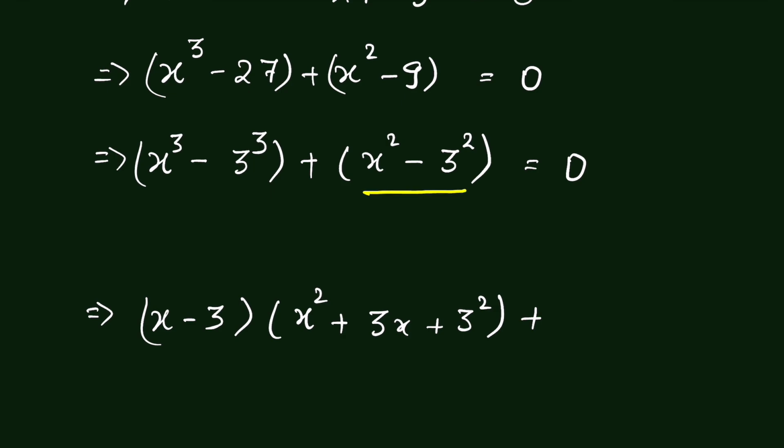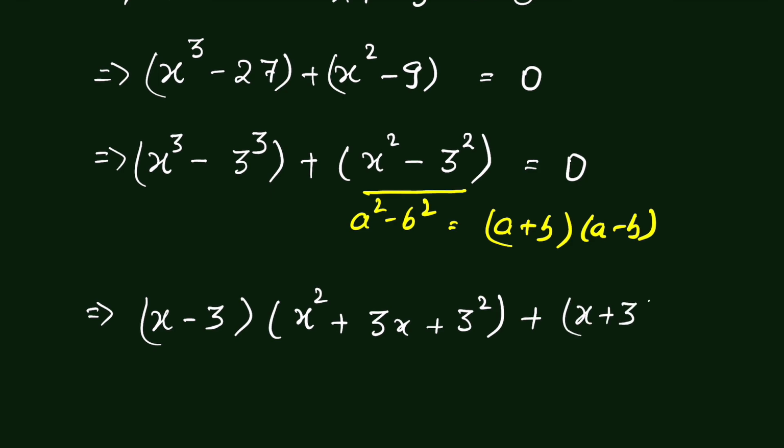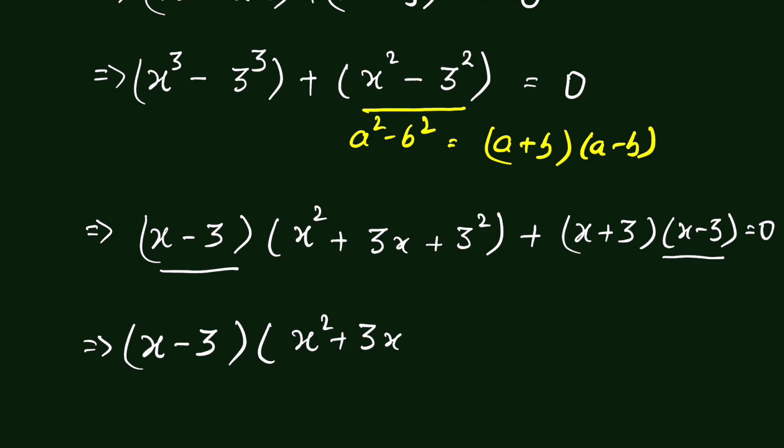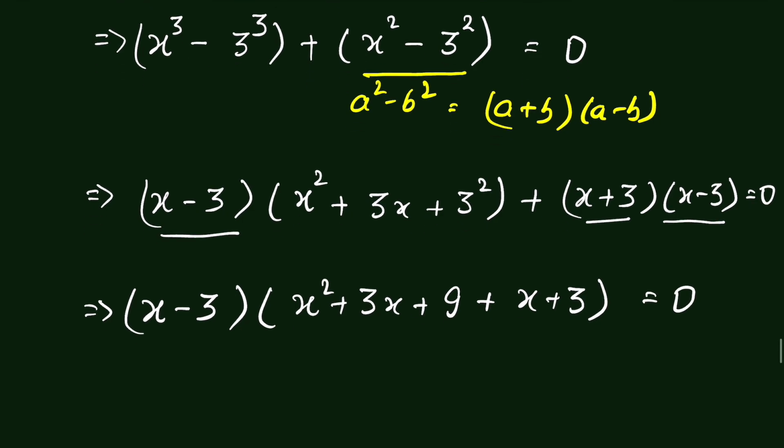this is in the form of difference of squares, a square minus b square. So we can write it as a plus b times a minus b. So this we can write x plus 3 times x minus 3 is equal to 0. Now you see this x minus 3 is the common factor, so we can write it common. So x minus 3. Then the remaining ones are x square plus 3x plus 3 square is 9 plus x plus 3 is equal to 0.